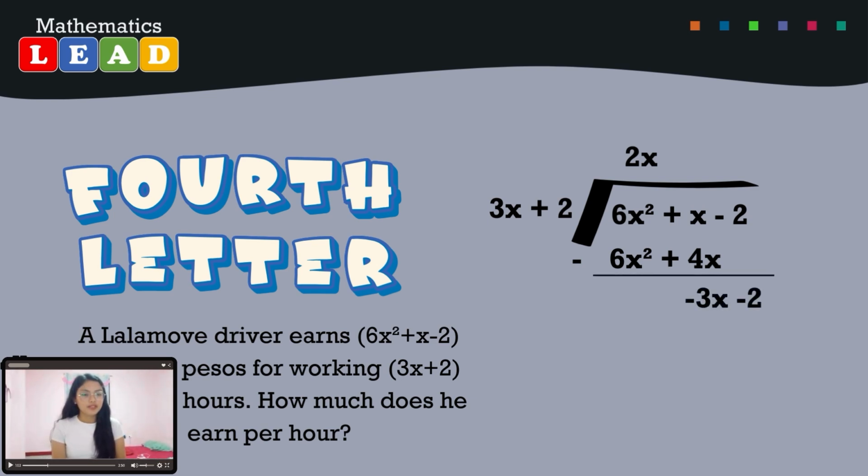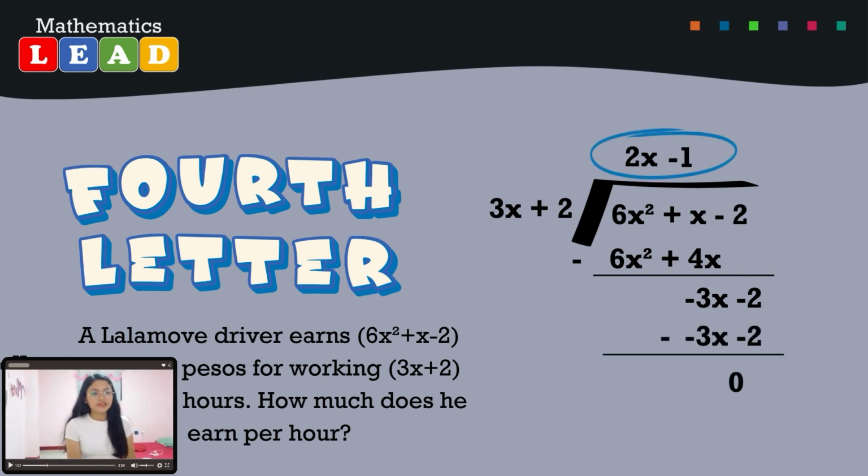Now we will be subtracting 6x squared plus 4x from 6x squared plus x minus 2, which will result to negative 3x minus 2. Now we will bring down negative 2. We will be dividing negative 3x by 3x, which will equal negative 1, and we will multiply 3x plus 2 by negative 1, and we will have negative 3x minus 2.